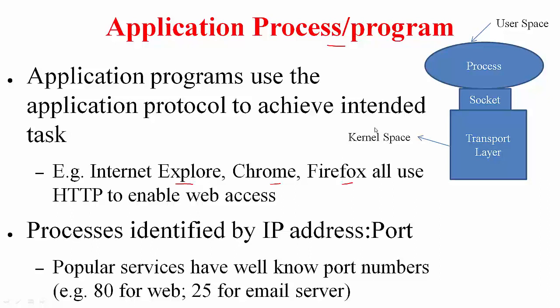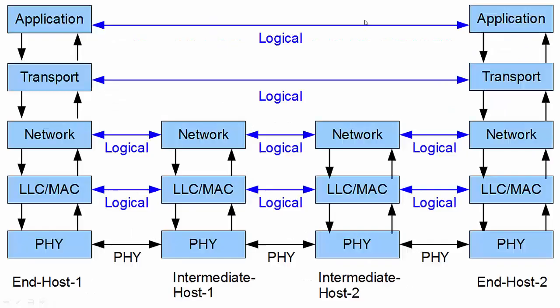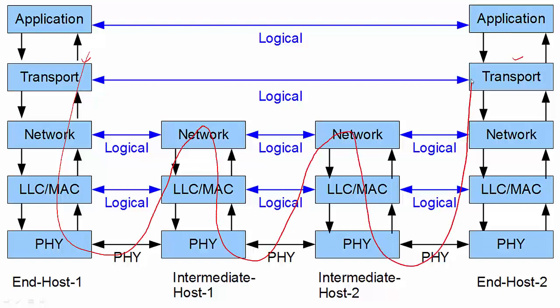These processes are identified by an IP address and port, and popular services have well-known port numbers. For example, 80 is the port number for web, 25 is the port number for the email service. I am flashing this figure so that you know we are looking at application to application layer communication now, and this is achieved by making use of the transport layer services at both endpoints. And the actual flow of packets goes all the way down, up, down, up, down, up in this fashion.